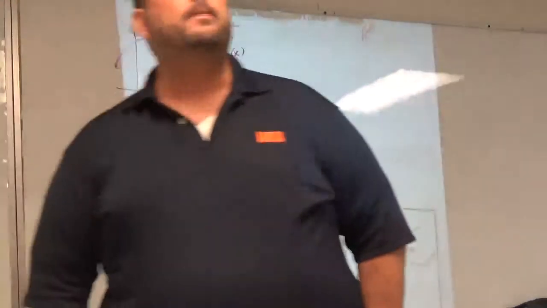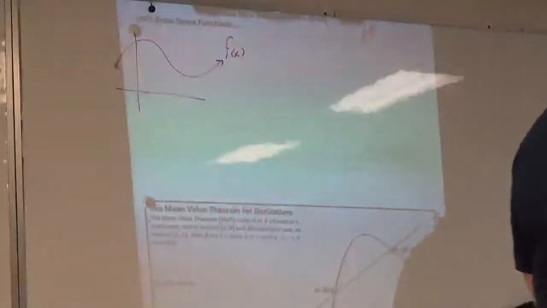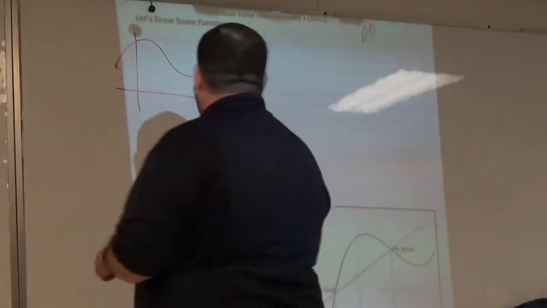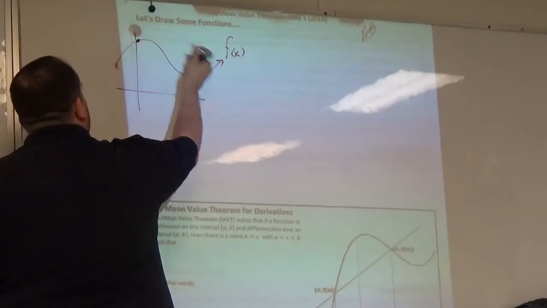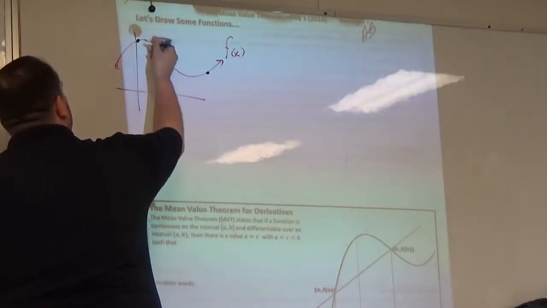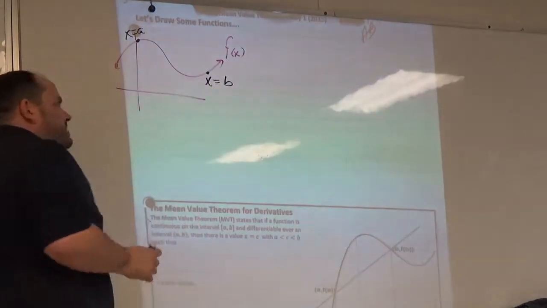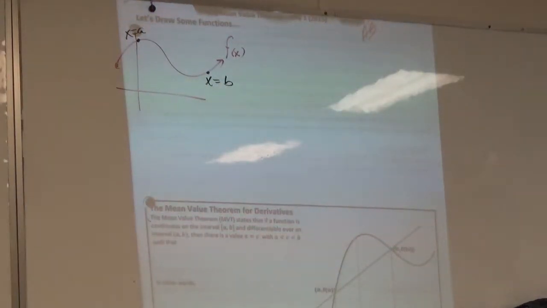Any 2 points that you would like. Love it. Seeing lots of exotic functions. So I said pick 2 points. Okay, here's a point, here's a point. I'm going to call this first one x equals a. I'm going to call this next one x equals b. You picked a boring function, that's okay.